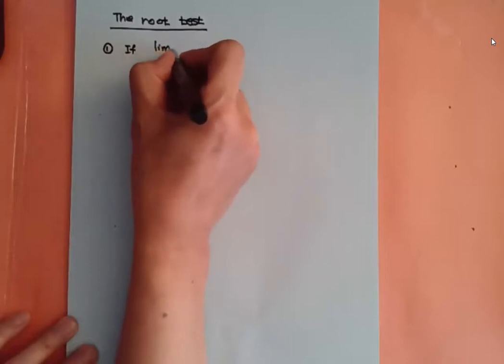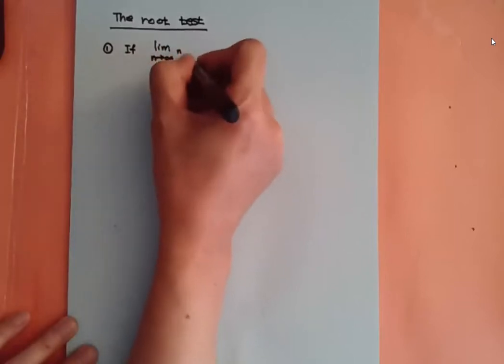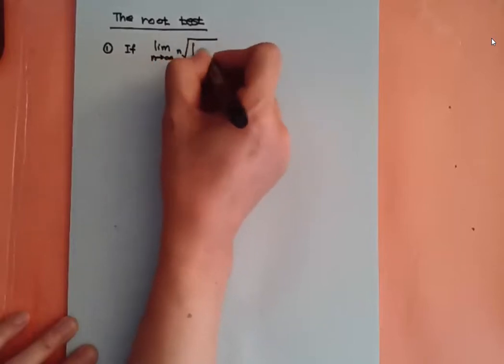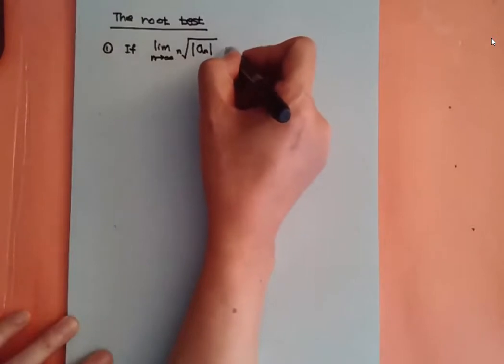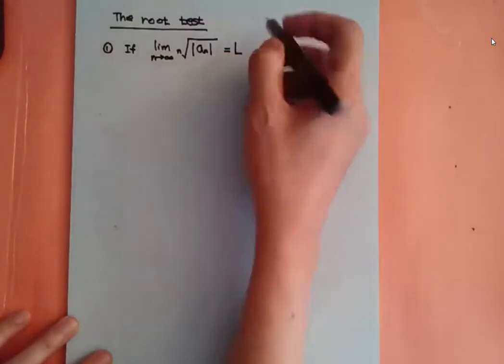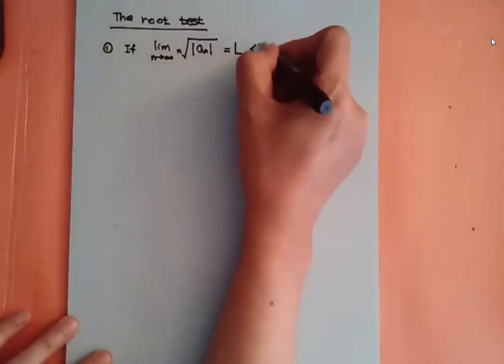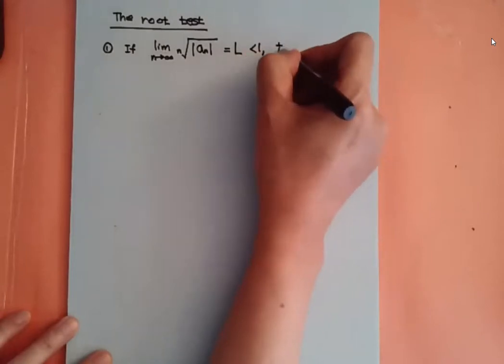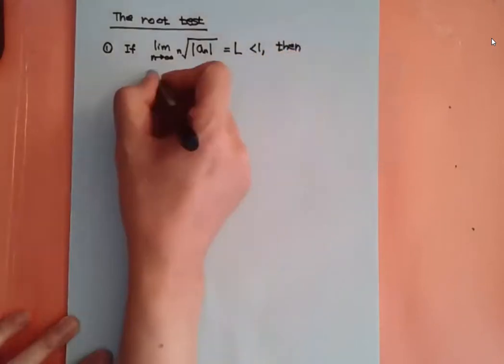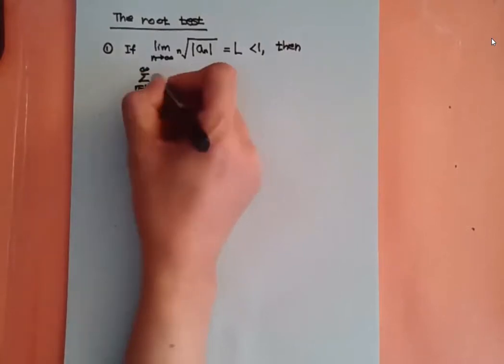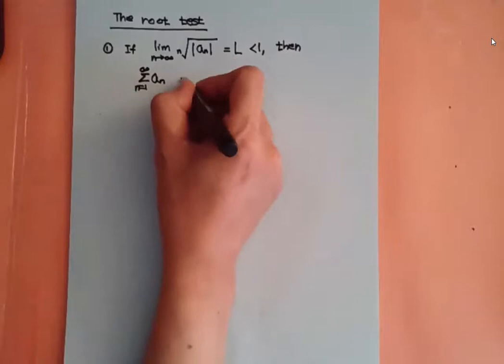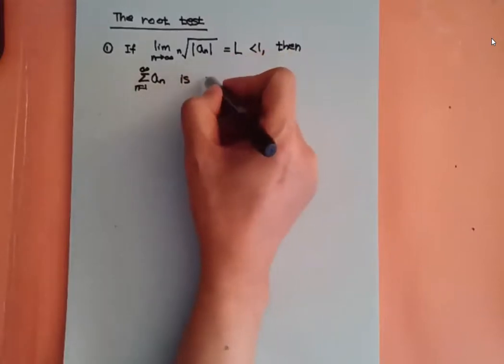We observe the term and we think about the limit of the nth root of the absolute value of an, and if that converges to L, and if that is less than 1, then the summation n equals 1 to infinity, an is absolutely convergent.